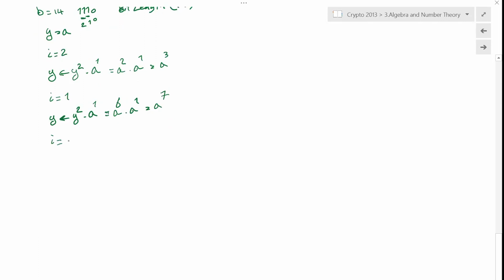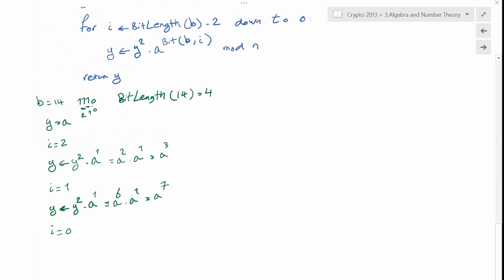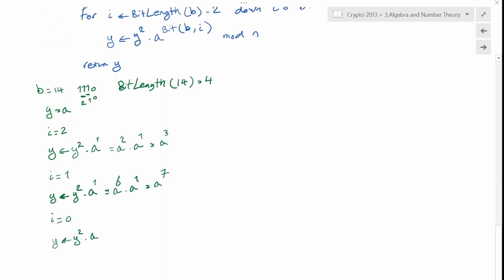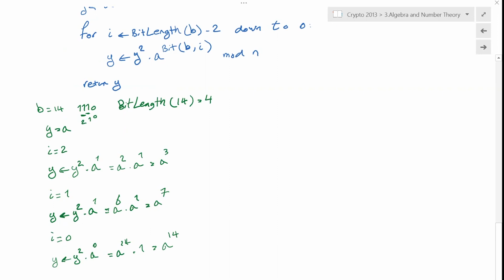And then we continue with the for loop, i becomes 0. When i becomes 0, then this bit value is 0. So again, we write the formula: y squared times a, to the bit at location 0 that i is denoting, which is 0. What is the current value of y? It is a7. a7 squared is a14, right? Times a to the 0, which is just 1, right? So the result would be a to the power 14, right? So that's how we did the computation.